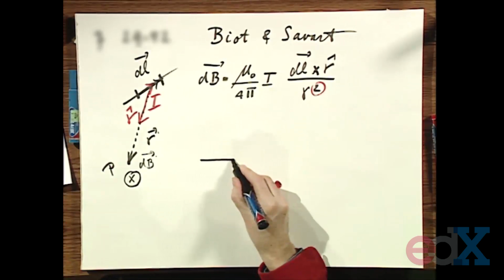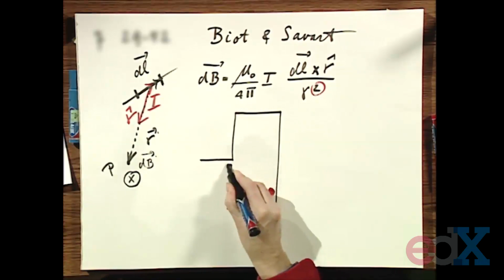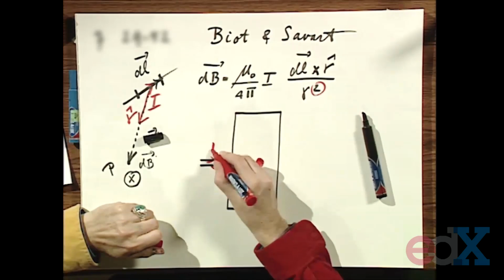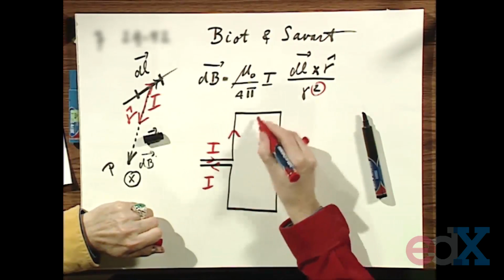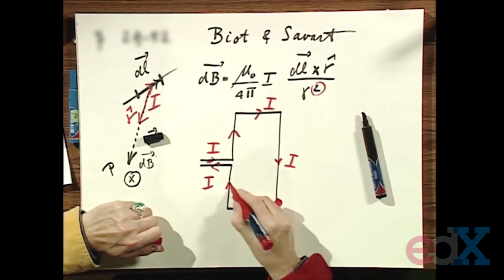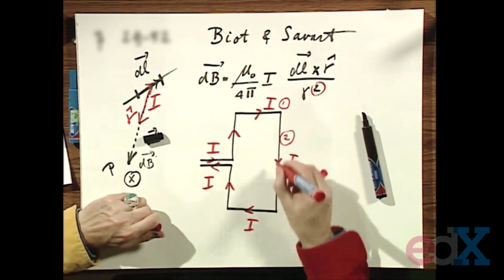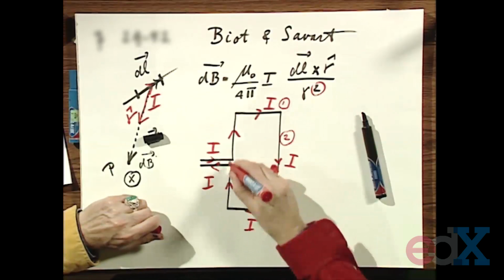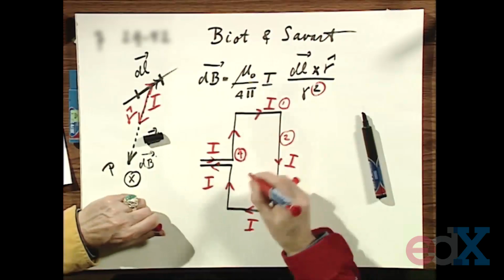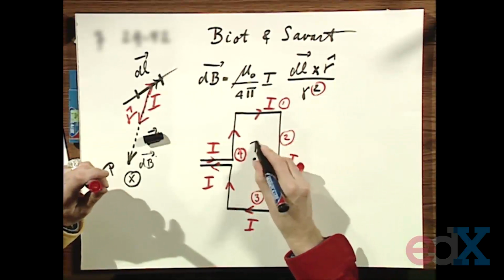So now we have the following configuration. There's a current flowing here, I in and I out, goes up here, goes down here, here, and comes back here. And I will call this little section 1, this little section 2, I will call this 3, and this wire, I consider that a continuous wire, I call that 4. And you are being asked what the magnetic field is right at the center here at point P.